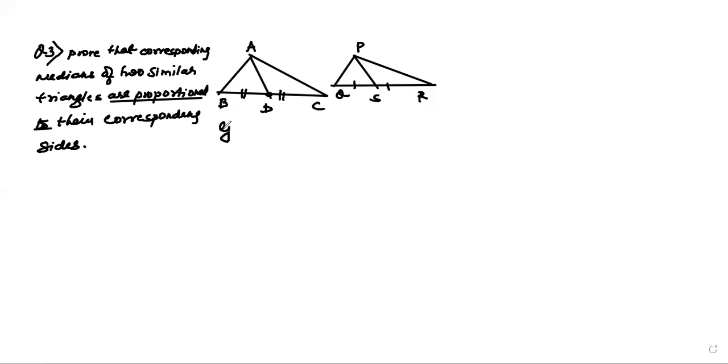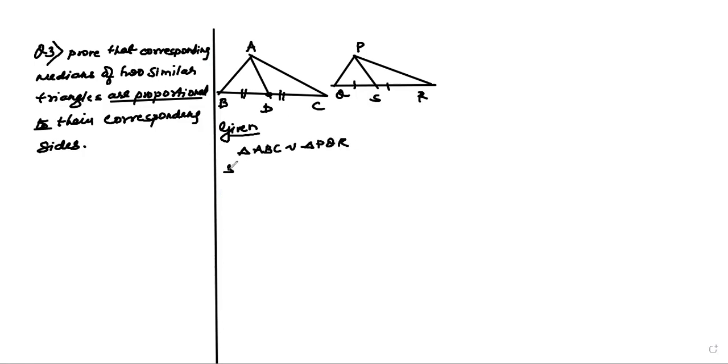So I'm going to write the given now, okay? Whenever a question comes in a rider form, children, you should understand that you have to draw the picture for it and write the given. So what is the given, children? First thing, two similar triangles. Triangle ABC is similar to triangle PQR.